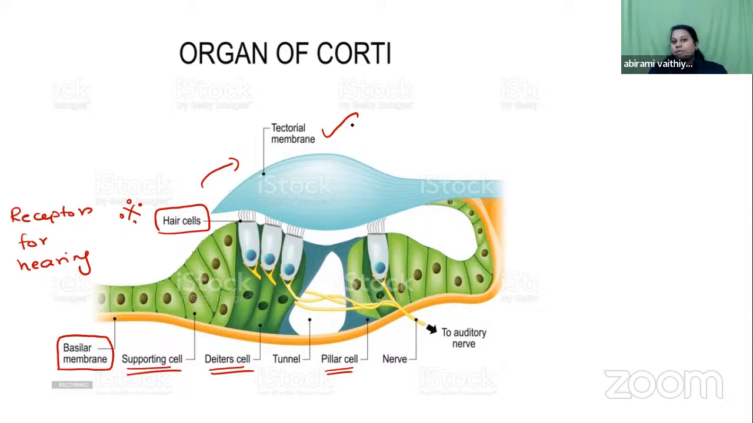The structure is important because when sounds enter into the ear, the sound is going to vibrate your basilar membrane. When this basilar membrane vibrates, it will push on these hair cells. So the hair cells are going to move now.